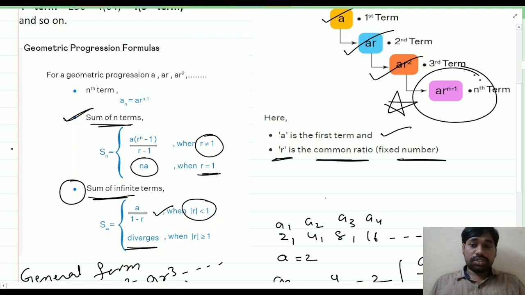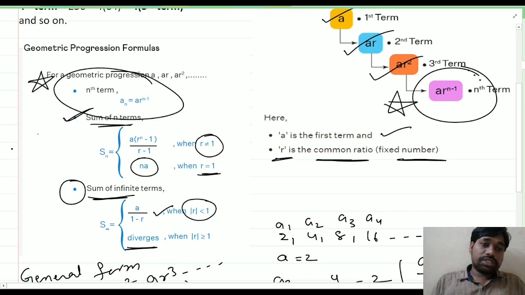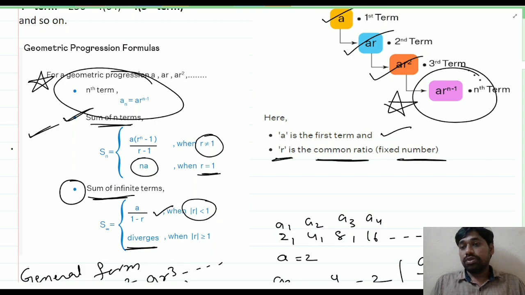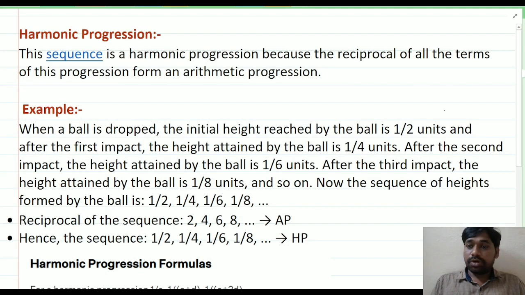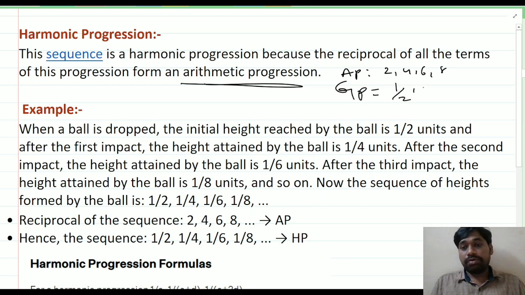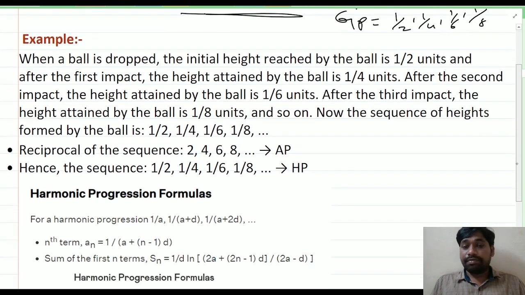Okay, my dear students, so we have up to here only in the class 10 syllabus. The remaining is additional information for you. And lastly, one more type of progression. The progression which is in the form of a reciprocal of an arithmetic progression is called a harmonic progression. If the AP is 2, 4, 6, 8, then the HP is 1 by 2, 1 by 4, 1 by 6, 1 by 8. Is it clear?